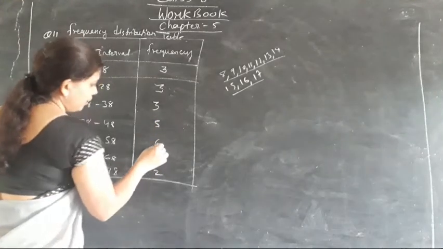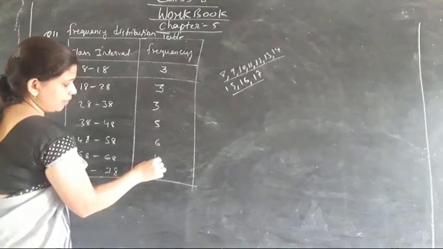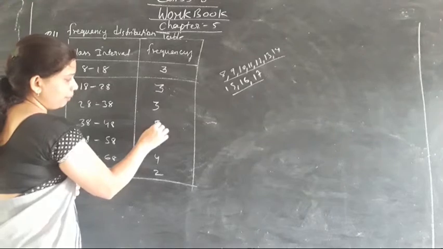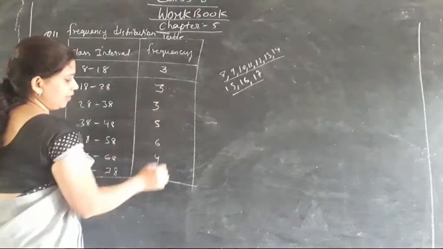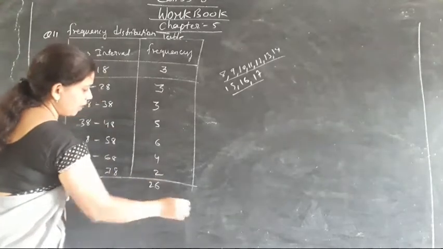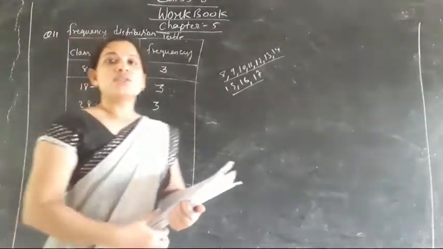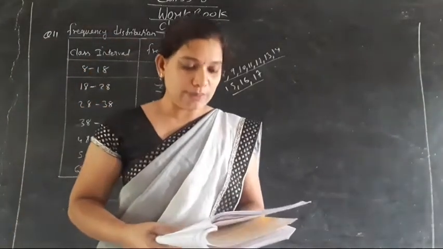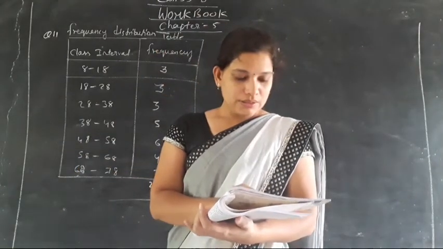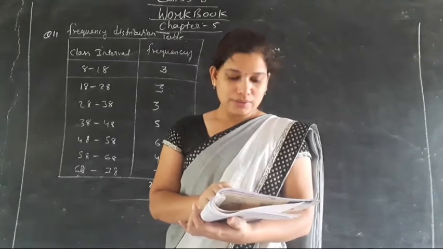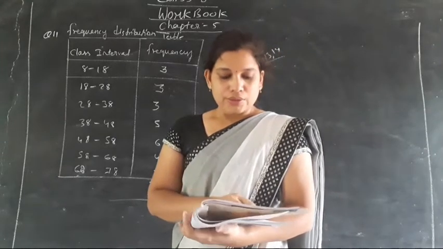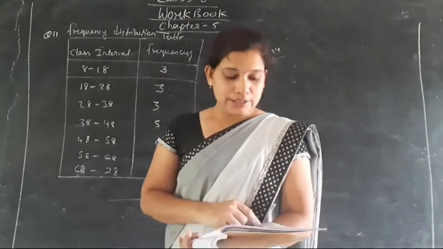So here we are getting 4 plus 6, 10, then 10, 15, 16, 17, 18, 19, 20, 21, 22, 23, 24, 25, 26. So here we are getting the total as 26. So this is the frequency distribution table which you have to do it, okay. So here we are getting the intervals.